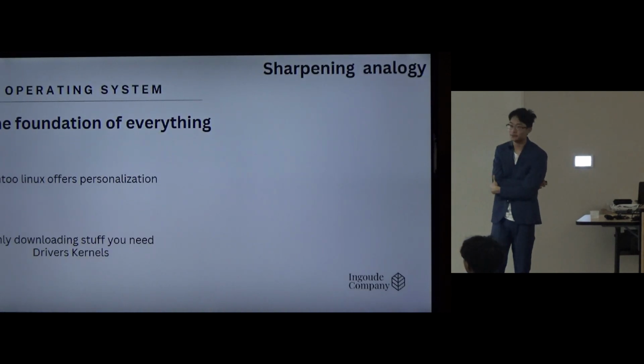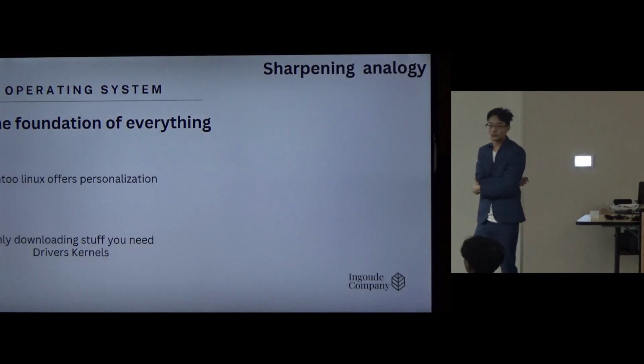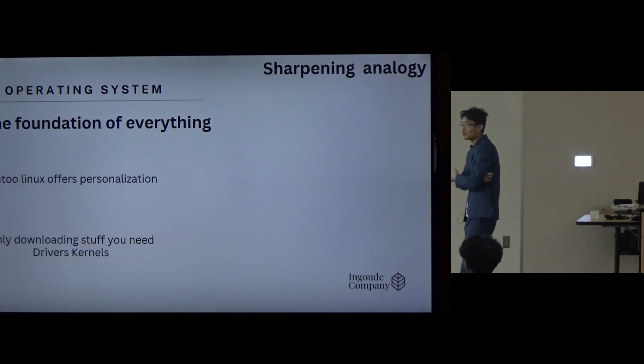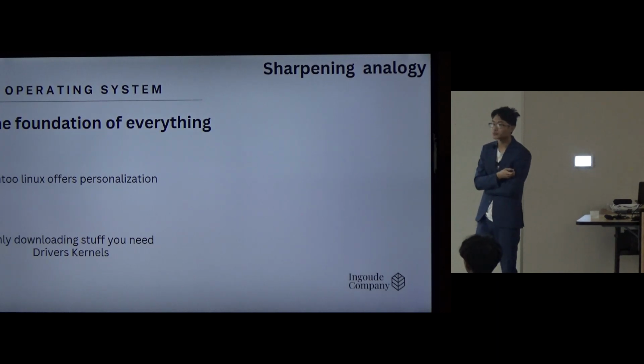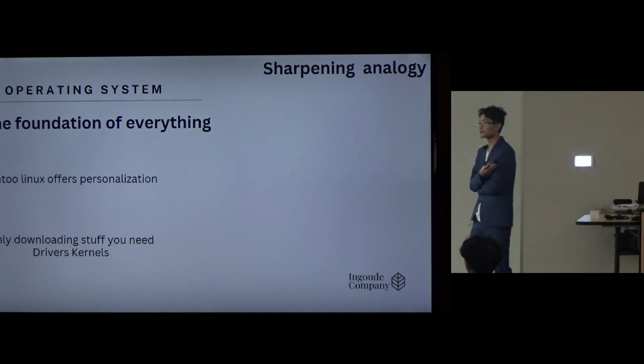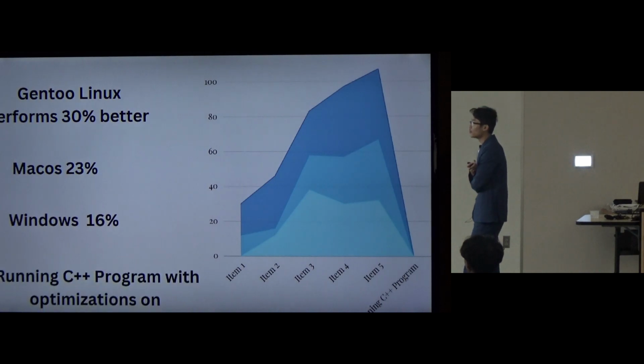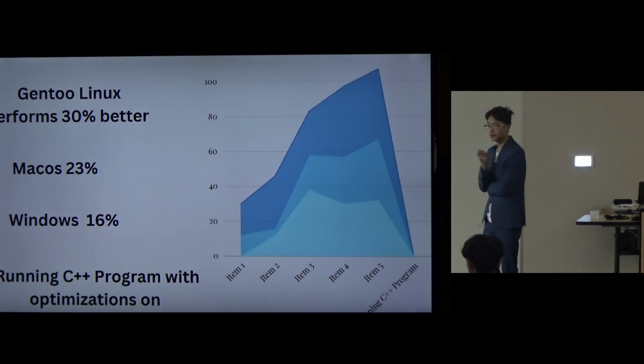So the operating system. When you want to build a sword, you want to make it out of silver, because no matter how much you sharpen it, it will still be better than a copper sword that is sharpened to the same amount. So the operating system limits your performance.